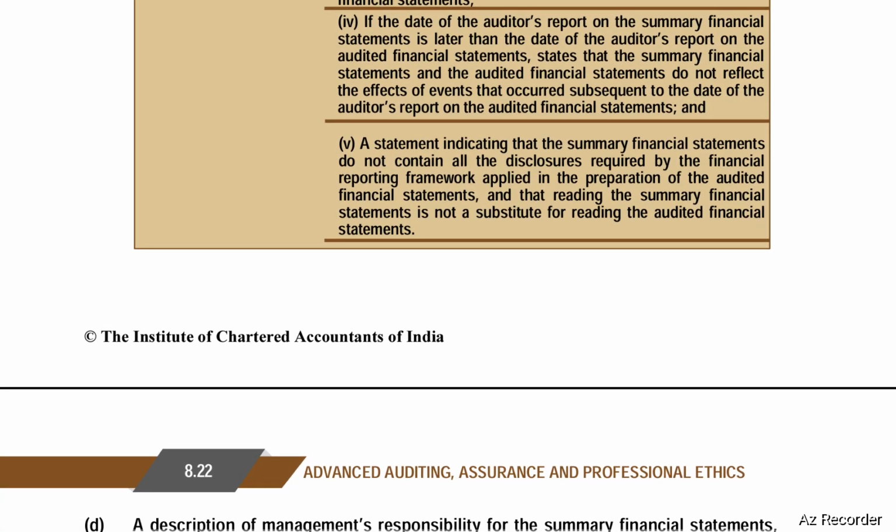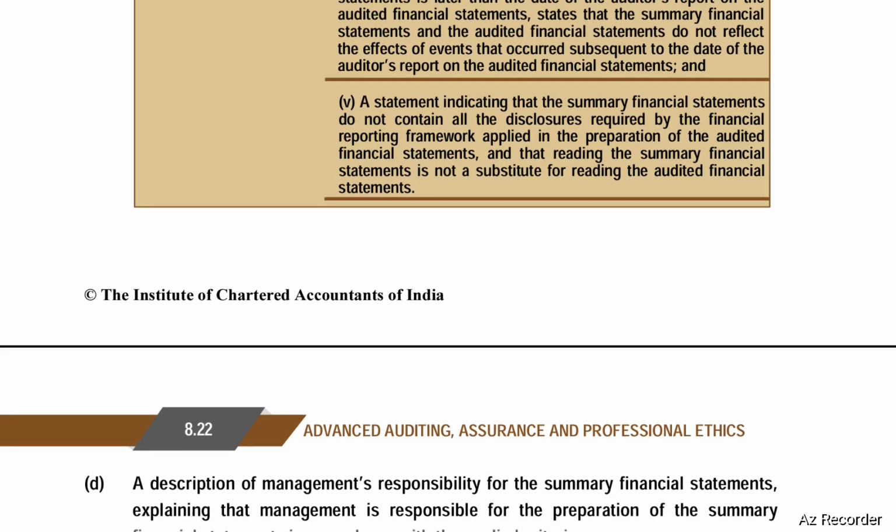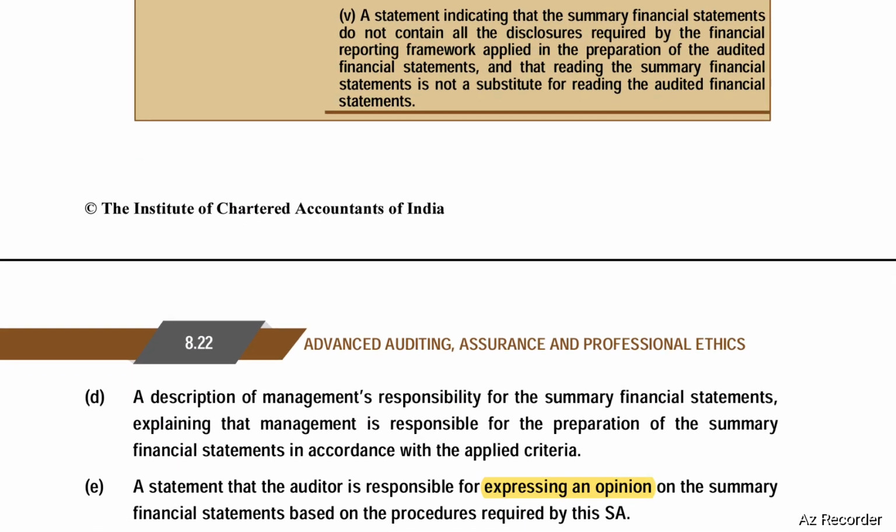If the date of the auditor's report on the summary financial statements is later than the date of the auditor's report on the audited financial statements, it states that the summary financial statements and the audited financial statements do not reflect the effects of events that occurred subsequent to the date of the auditor's report on the audited financial statements. It also includes a statement indicating that the summary financial statements do not contain all the disclosures required by the financial reporting framework applied in the preparation of the audited financial statements, and that reading the summary financial statements is not a substitute for reading the audited financial statements.